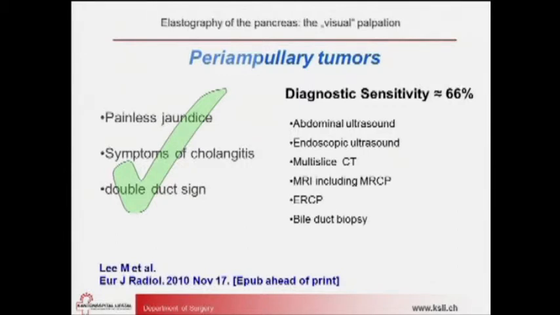So, for periampullary tumors, we know that painless jaundice, symptoms of cholangitis, and a double duct sign are the clinical signs that indicate this disease. The diagnostic sensitivity is about 66% with performing an abdominal ultrasound, endoscopic ultrasound, multi-slice CT, MRI, including MRCP, ERCP and the bile duct biopsy, and also the tumor markers.